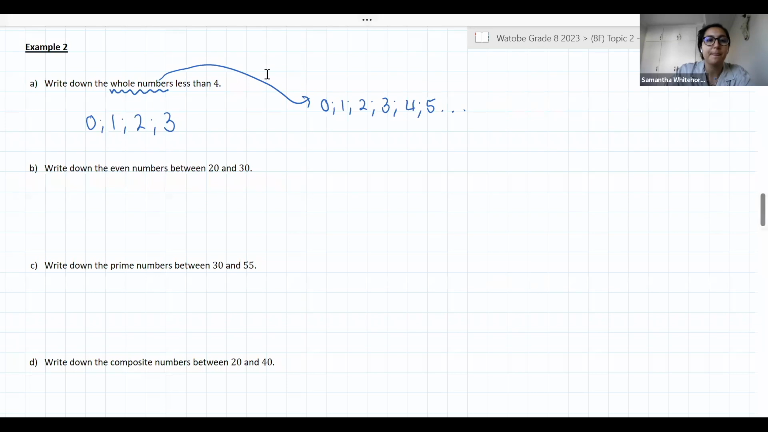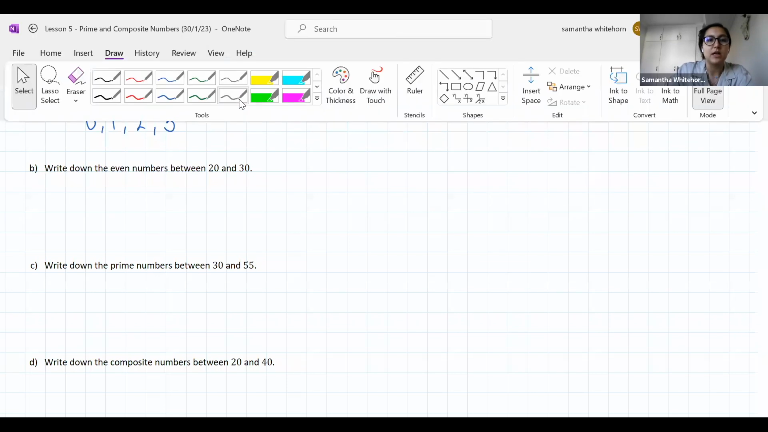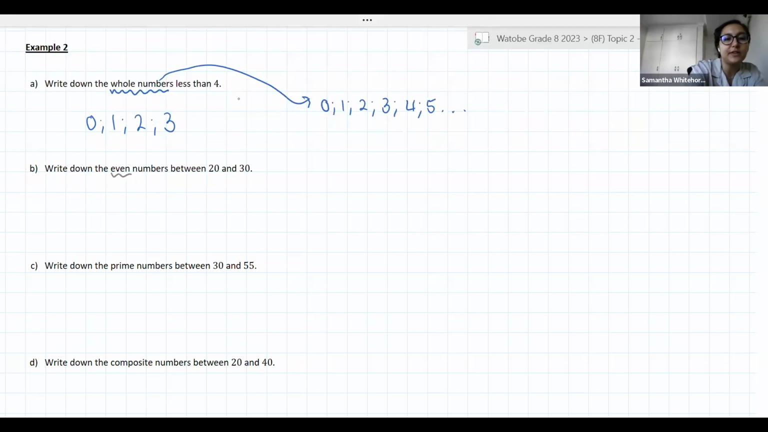Very nice. Well done. Okay, so the second one is asking us to write down the even numbers between 20 and 30. So again, take a second, write it down in your book, and think about what are your even numbers between 20 and 30.